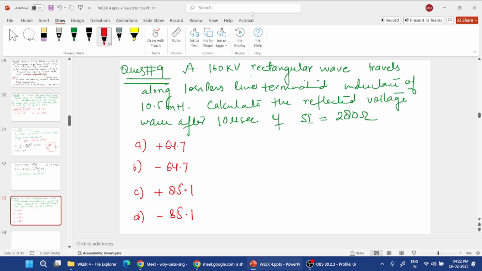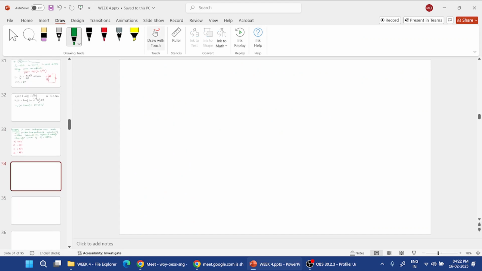Okay, so I will solve it for you. What is given in the question here is that there is a line whose surge impedance is 280 ohm, and it is terminated by an inductance of 10.5 millihenry having the voltage 160 kV, and we have to calculate the reflected voltage at 10 microseconds.